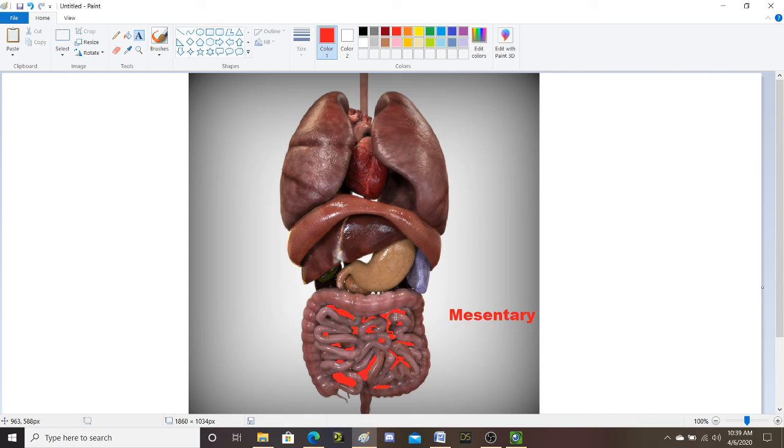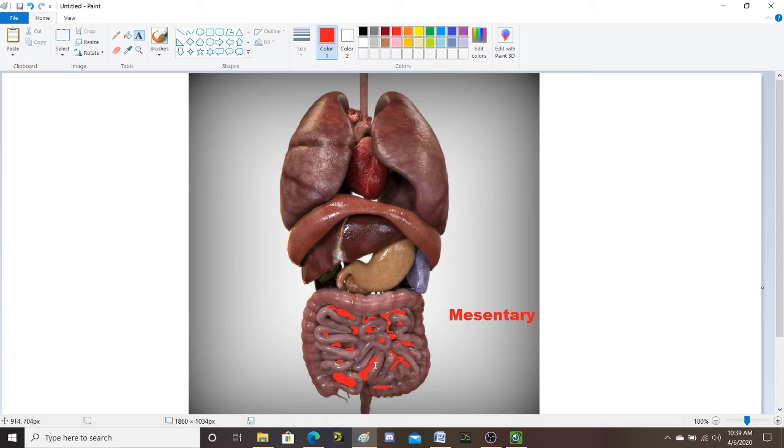So that's the mesentery. The mesentery is this membrane. It's full of blood vessels too. Lots of blood vessels that feed the small intestine are in the mesentery. But it's all of this membrane that holds the small intestine together.